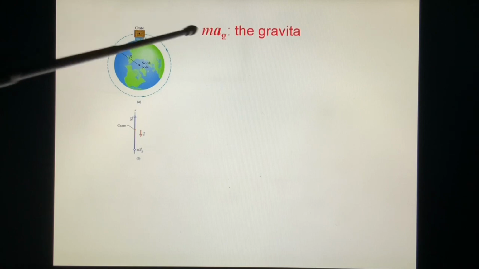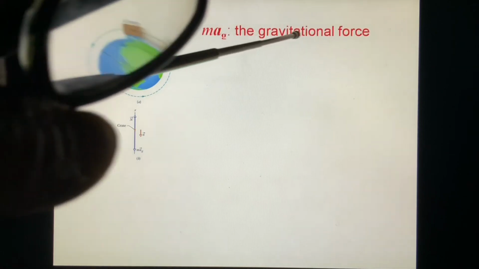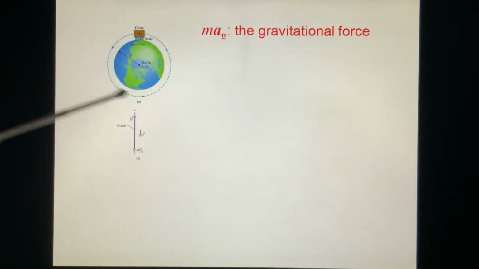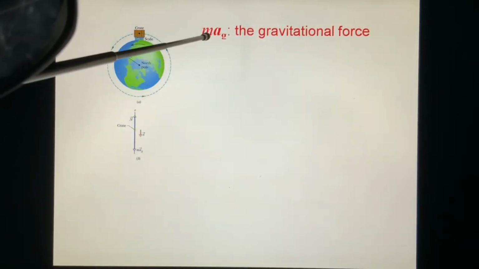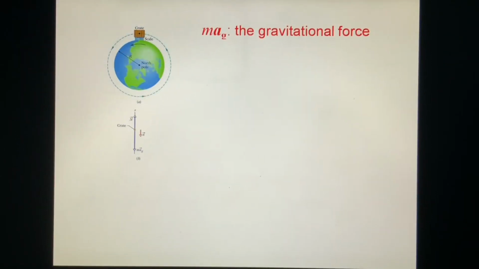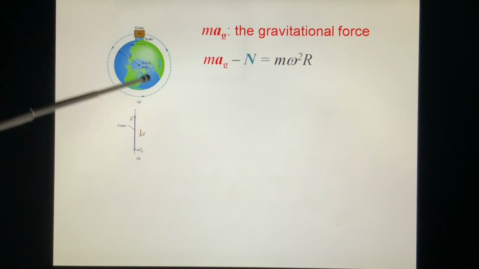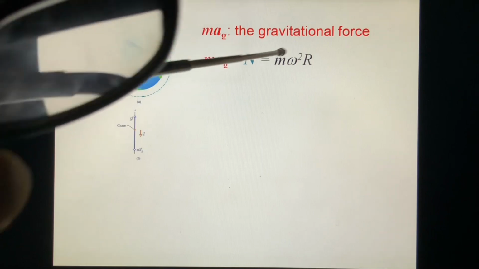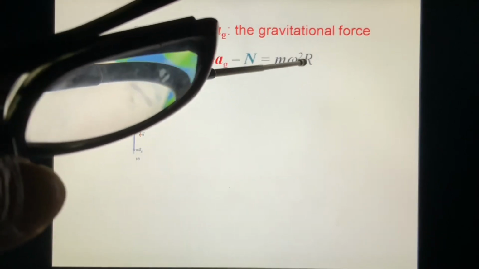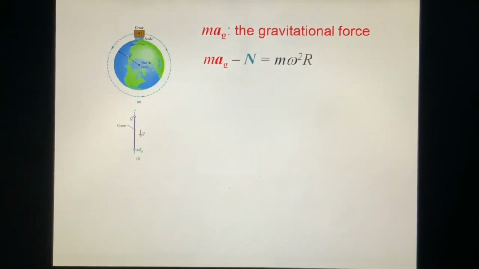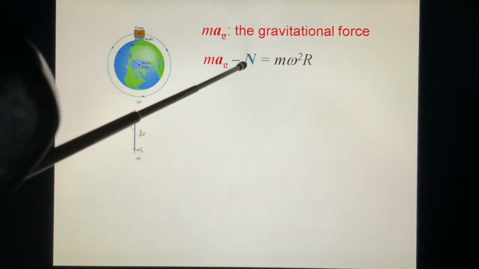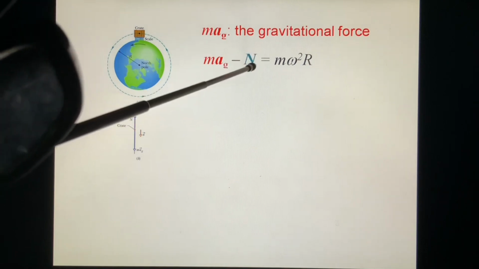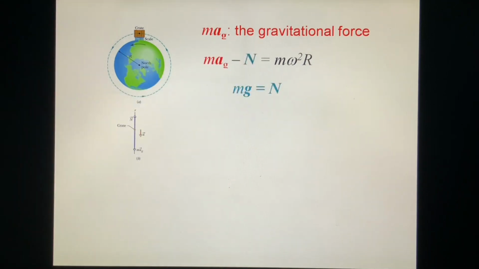Now we see m a_g, which we call the gravitational force, caused by the gravitational acceleration. Because it rotates, the gravitational force downward minus the normal force equals its centripetal force, m omega squared r. And this normal force is actually the weight we measure, mg.